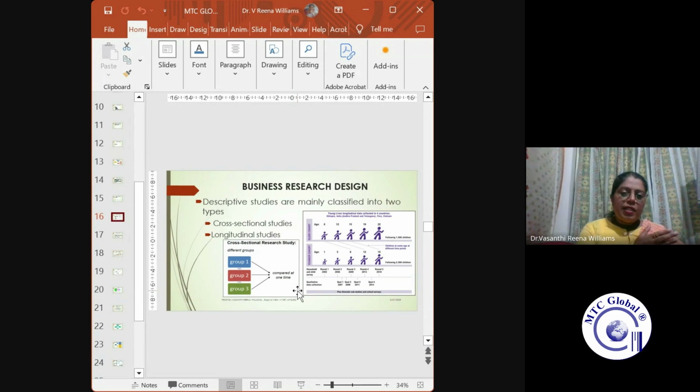So I tested them in January 2025, then in June 2025, then again in December 2025, then again in June 2026, then December 2026, then again in 27. So what I'm doing is, the same group, I am testing them at different points. This is called a longitudinal study.